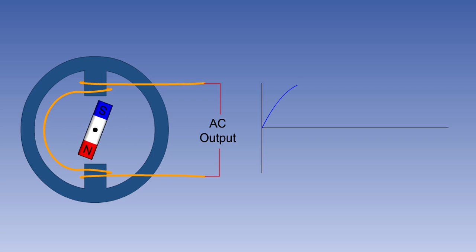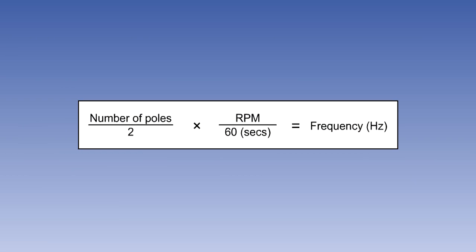A cycle is completed each time a north and a south pole of the magnetic field move past the armature. Thus, the frequency of an AC generator is the number of times a north and a south pole pass the armature in 1 second. The formula for calculating the frequency in Hertz of an AC generator is shown on the screen.